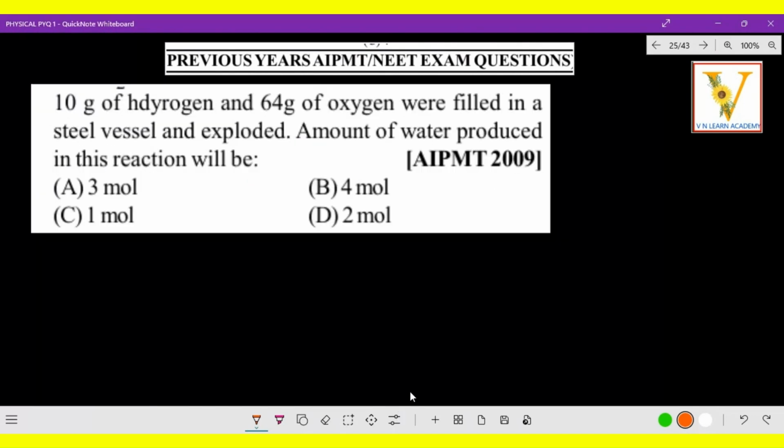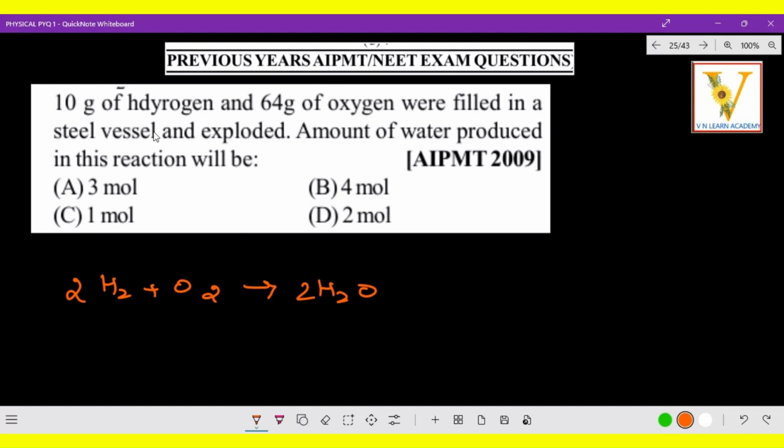The next question: 10 grams of hydrogen and 64 grams of oxygen were filled in a steel vessel and exploded. The amount of water produced in this reaction will be. See, this is very simple. The previous question we have gone through, the limiting reagent, the same idea only. First and foremost, you have to write the equation, find the number of moles, the limiting reagent, and then finally you get the answer. First point, the equation: H2 plus O2 gives H2O. So here, 2H2 plus O2 gives 2H2O. This is the equation.